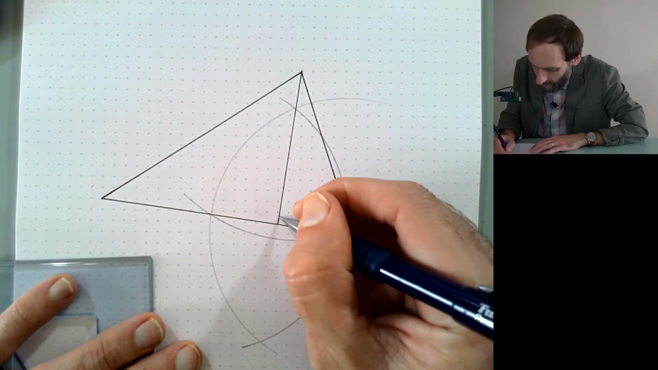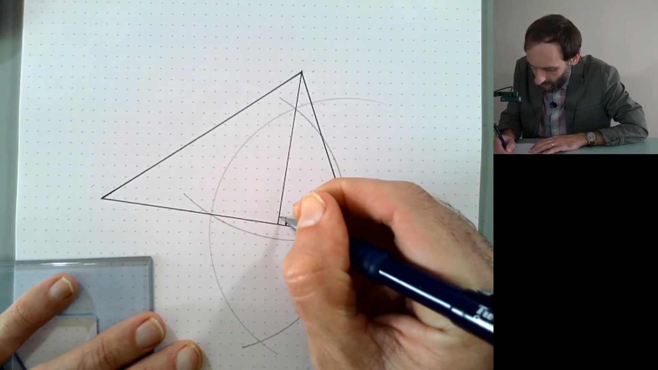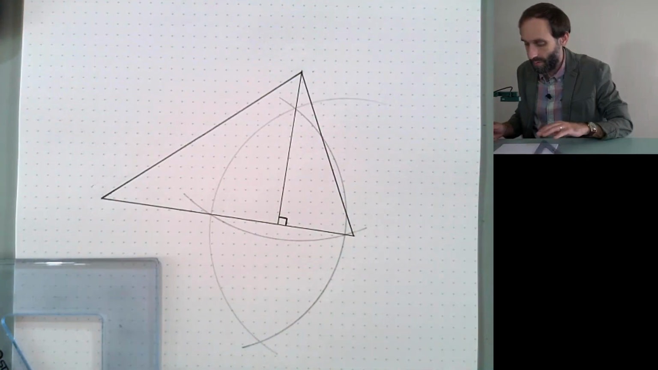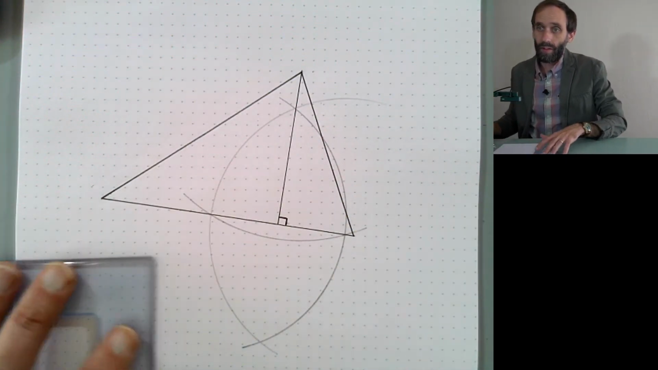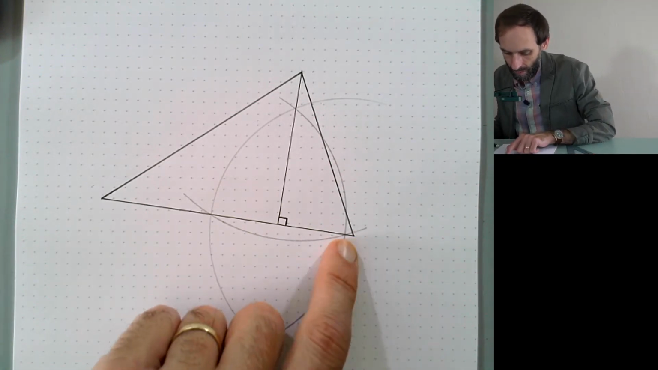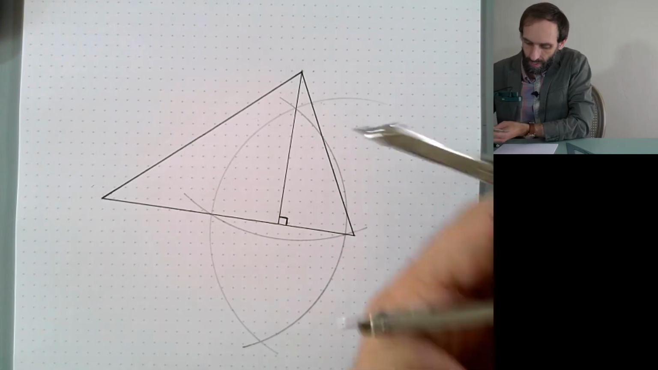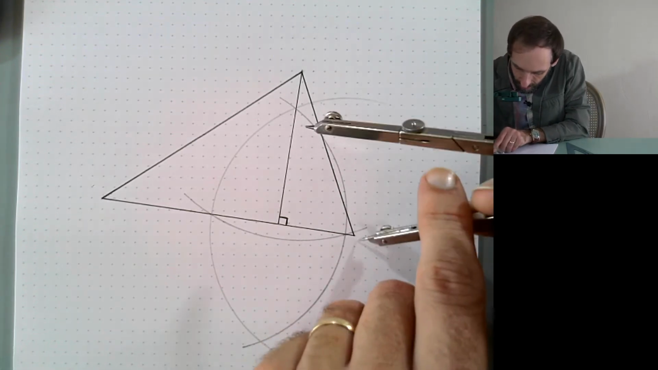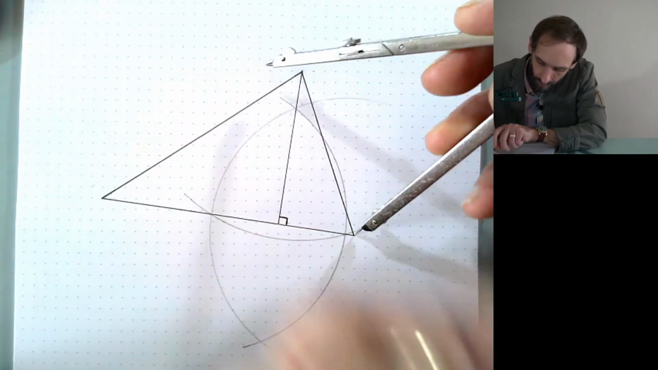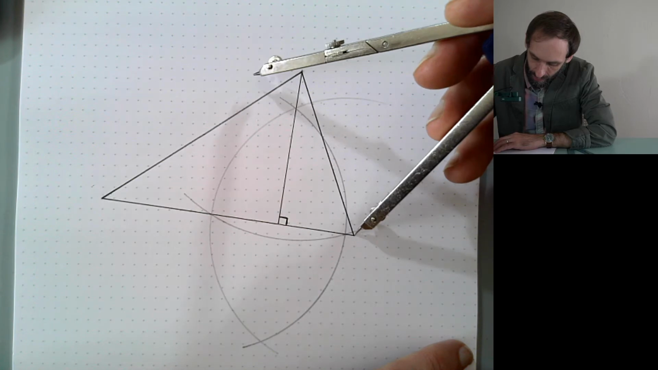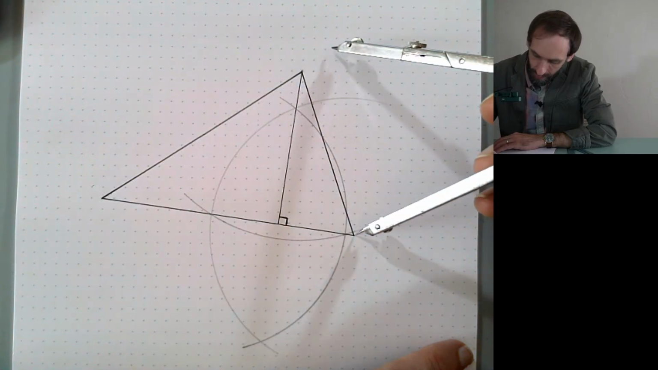So there's my first segment, my first perpendicular dropped from one of the vertices of the triangle down to the opposite side. Let's go ahead and do this vertex next. So I'll set my compass to be a little bit more than that length. Now the issue is, with this one, if I go too much more, I end up off.